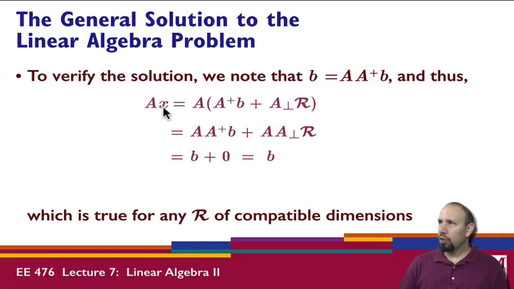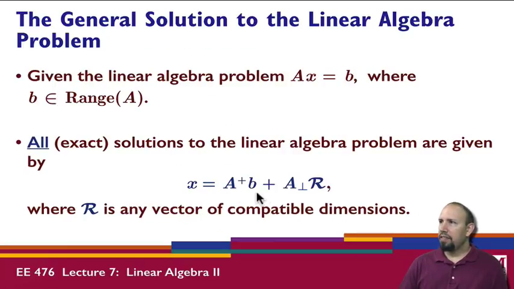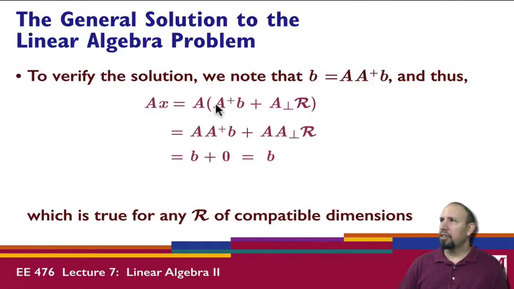So plugging in the X, we're going to first see if this X actually does solve the problem. So let's plug it in. A times X, so here's X. We're going to distribute A through this equation. So A pseudo-inverse B, A perp R. A pseudo-inverse B, we're told, is equal to B. So this quantity is B.